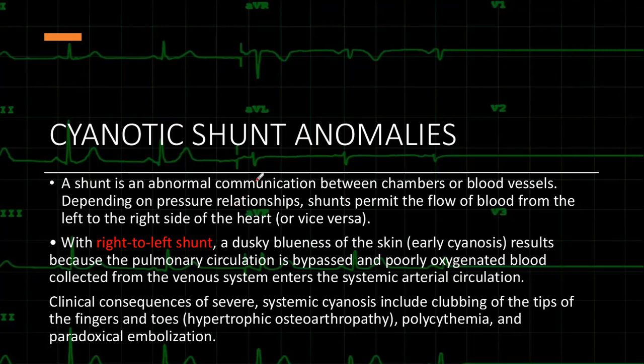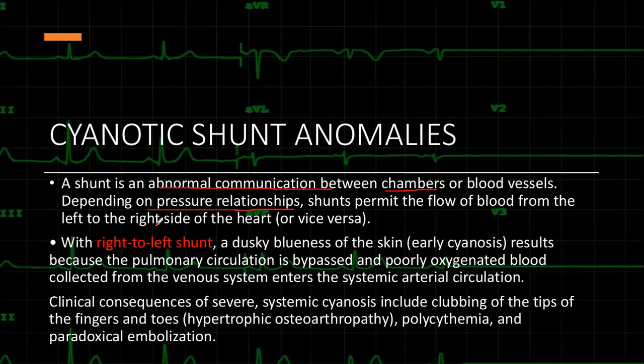Now, cyanotic shunt anomalies. Let's define what shunt is. Simply, it's an abnormal communication between heart chambers or blood vessels. And the communication is bidirectional, depending on the pressure relationships. It can be left to right shunt or right to left. When I say right to left, I mean blood is coming from the deoxygenated stream towards the oxygenated stream. The left to right, on the other hand, blood is coming from the oxygenated stream to the deoxygenated stream.